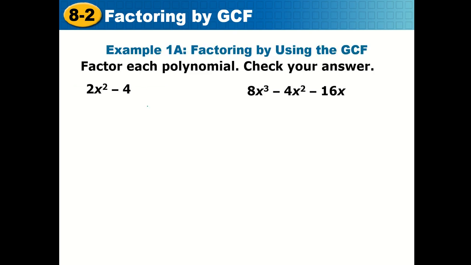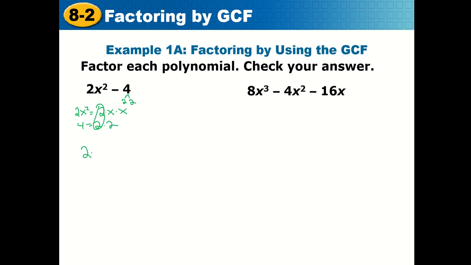Okay, so aligning common factors can help you find the greatest common factor of two or more terms. So let's look at example 1a, factoring using the greatest common factor. We need to figure out what the greatest common factor is of 2x squared and 4. We can look at our factors: 2x squared is 2 times x times x, and 4, if we factor that out, is 2 times 2. So our greatest common factor of this one is 2.